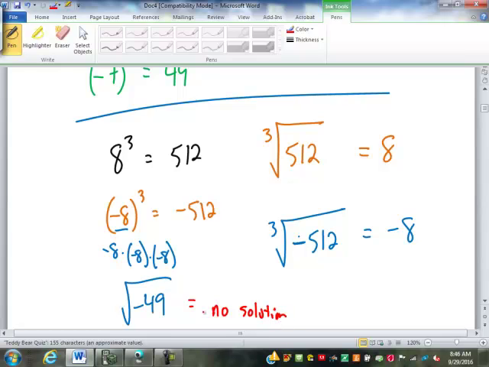If you tried to punch that in your calculator, it would give you an error, or a domain error, because you cannot square root a negative number, because there is no number you can square that will come back negative, because anything times itself has to be positive. Positive times a positive is a positive. Negative times a negative is a positive. So you cannot square root a negative number.